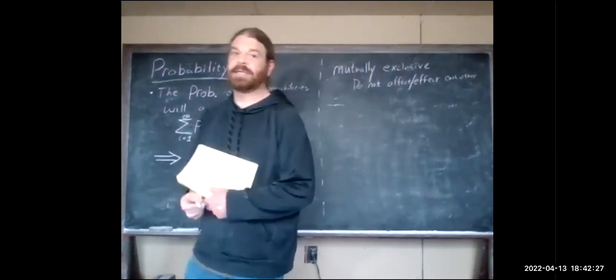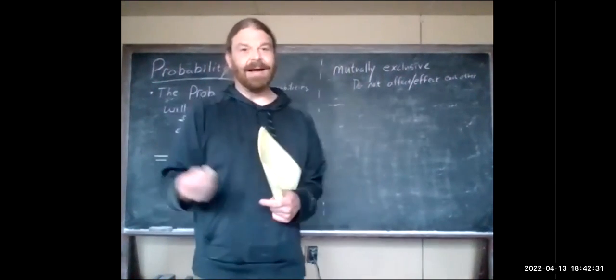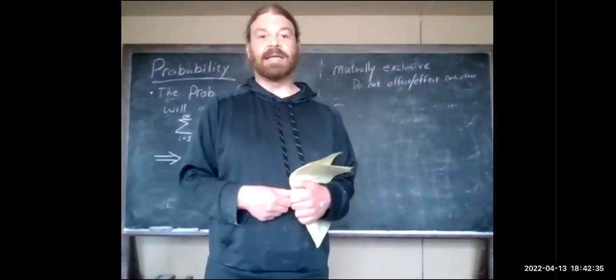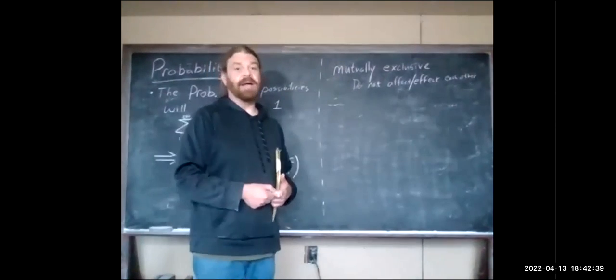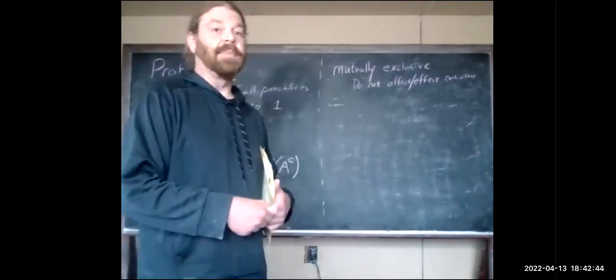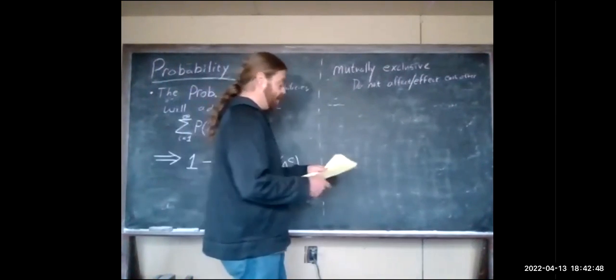Rolling two dice. Oh, wait, that's probably a bad example because those are going to bump into each other. Flip a coin and then roll a six-sided die. The outcome of the coin flip has no impact whatsoever on the number the die turns up. They do not affect each other. They're completely separate.